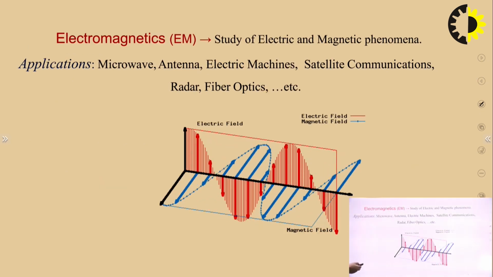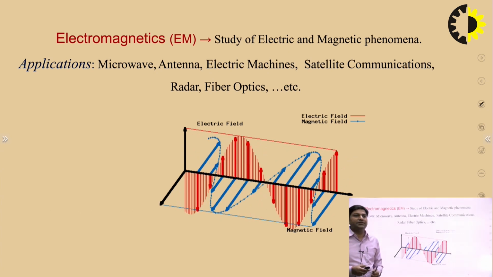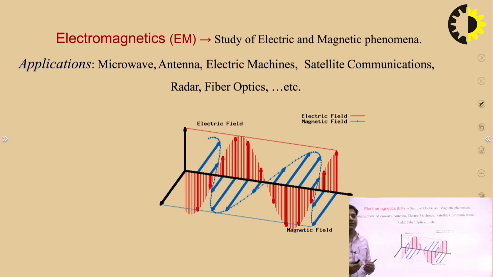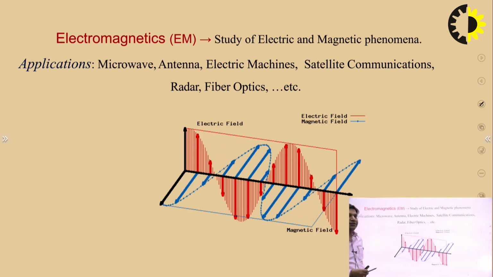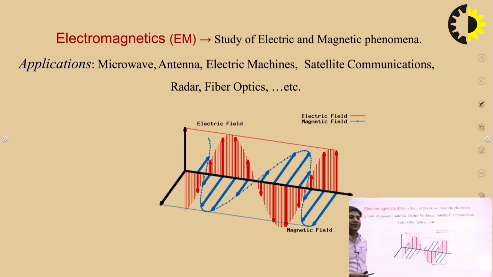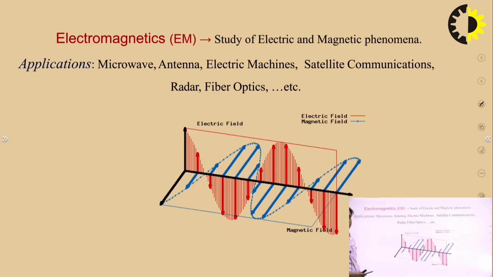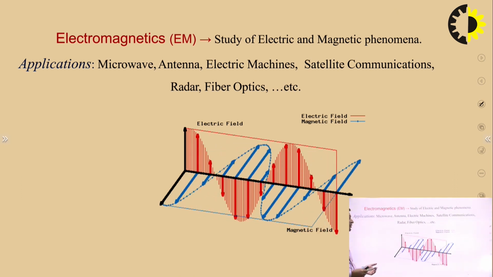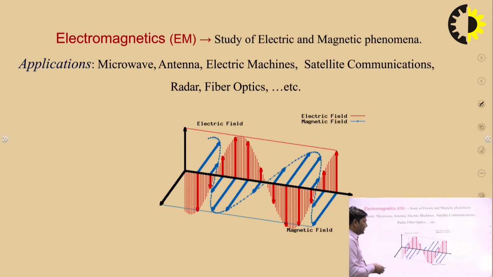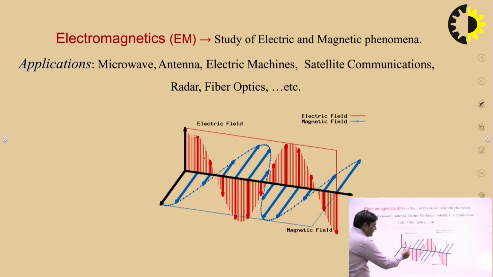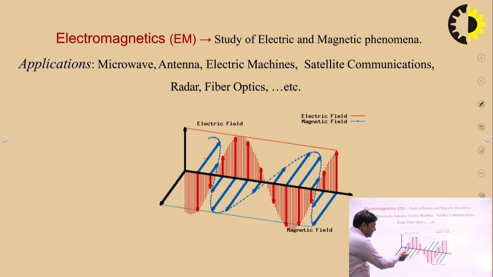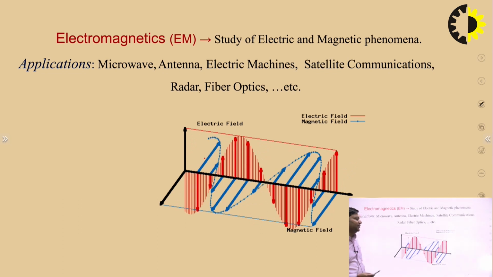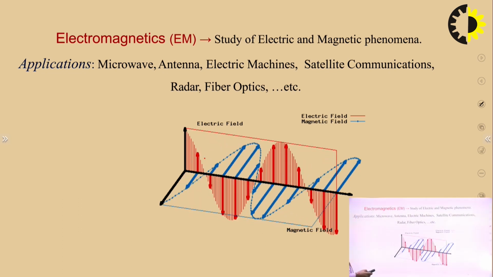So what is an electromagnetic wave? First we discuss the meaning and the applications of an electromagnetic wave. According to the IEEE definition, when the electric field, the magnetic field and the direction of propagation are perpendicular to each other, we call that wave an electromagnetic wave. In this figure, the red portion is the electric field vector and the blue portion is the magnetic field vector, and the direction of propagation is perpendicular to both. So we can say that is an EM wave.